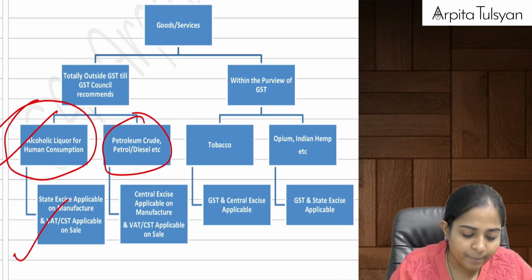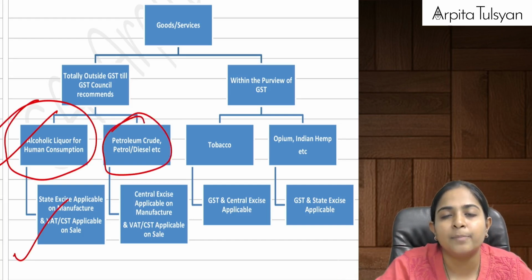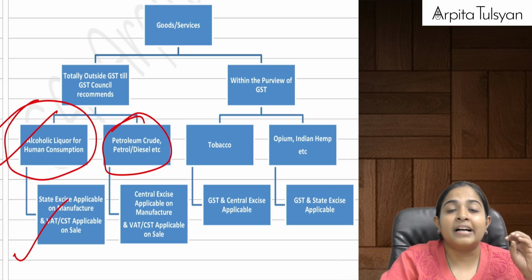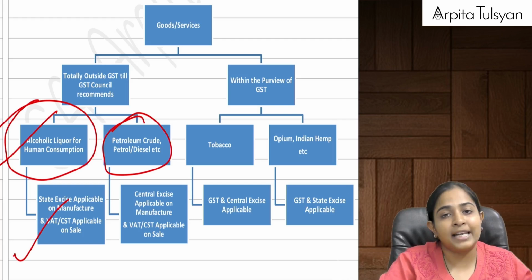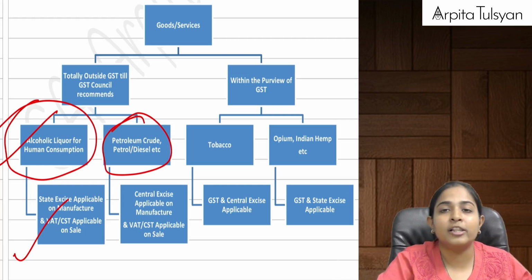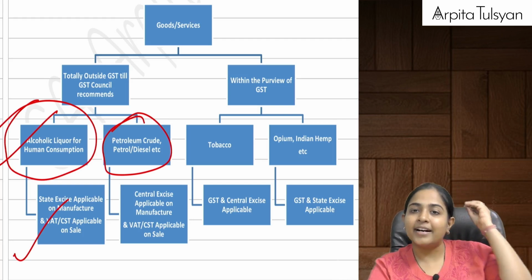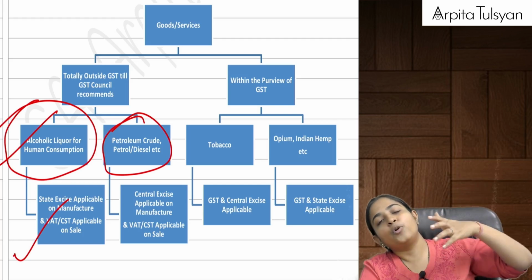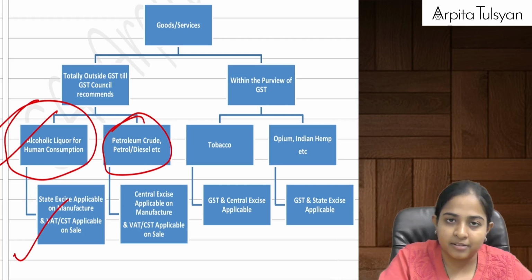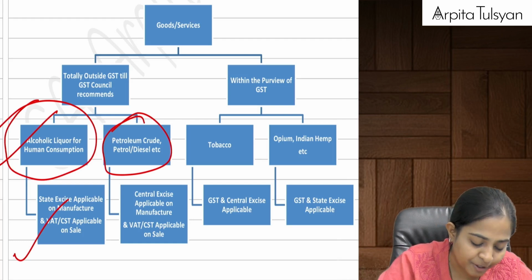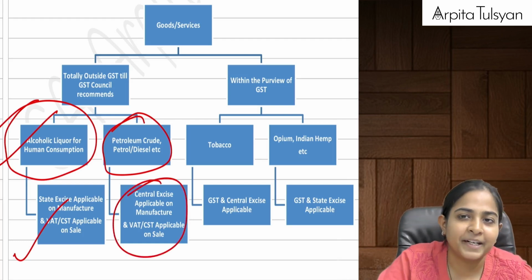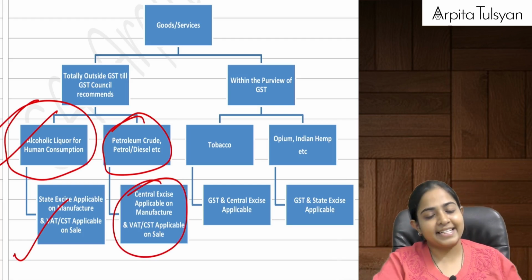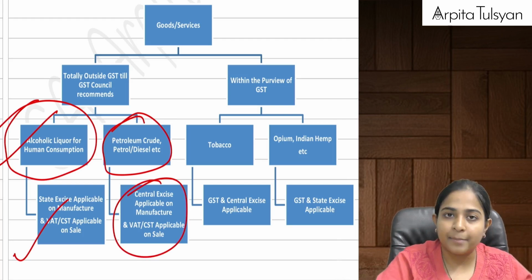On petroleum crude, natural gas, aviation turbine fuel, petrol, diesel, etc., till now there is no GST. They have told us that they will notify a date later from which the taxes will be levied on these items, but till the time GST comes on it, at least central excise and VAT CST will be applicable on it.